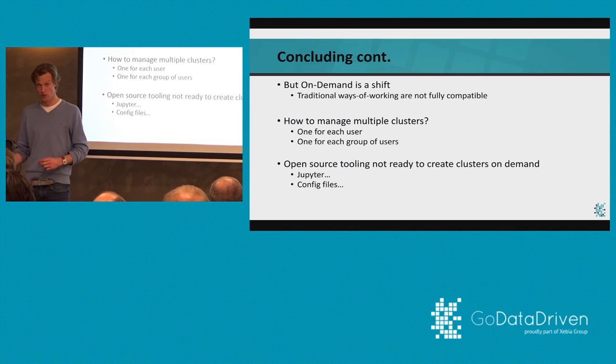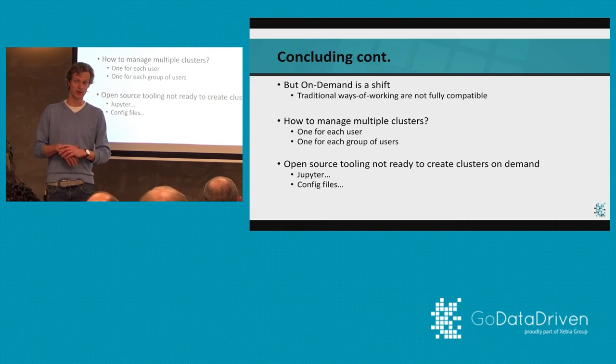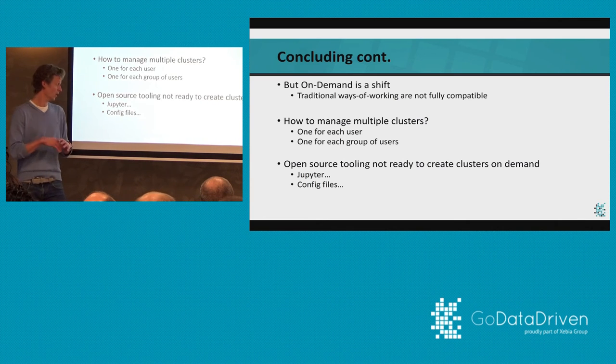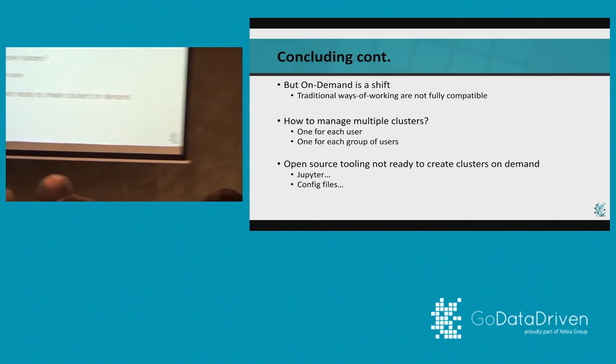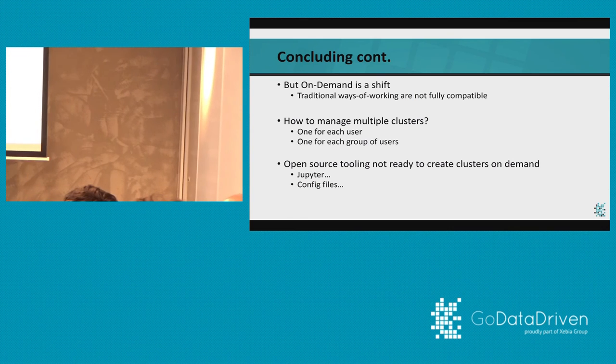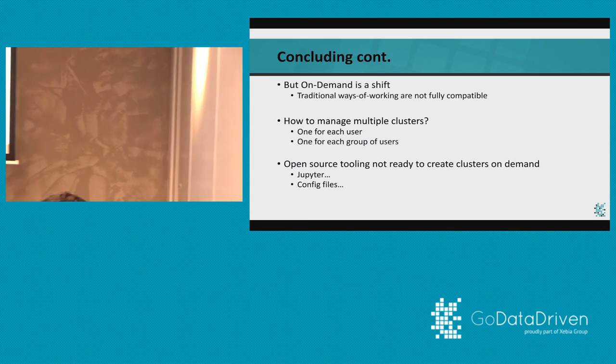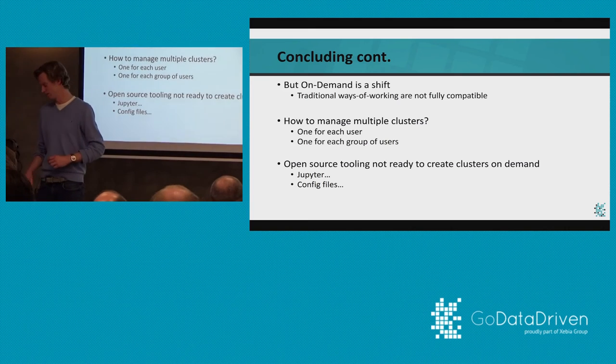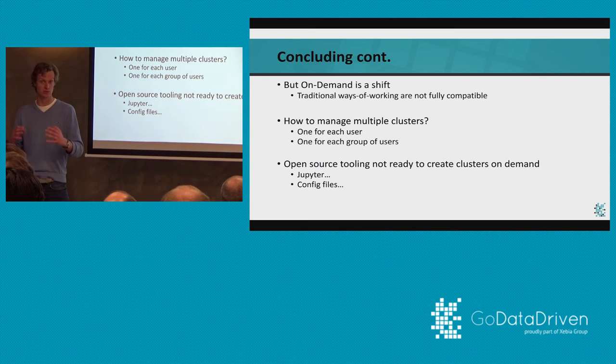Also, what you saw with the tricky part of the integrations, how are we going to manage all these config files, copy these libraries through S3 onto a Jupyter machine? It's not really there yet, I think. So that really makes a good case for the Databricks solution.